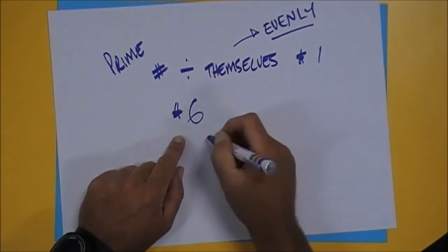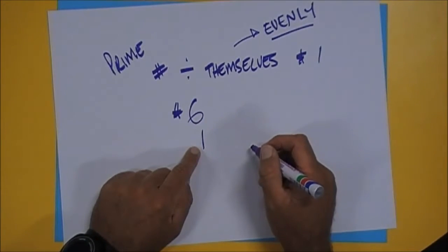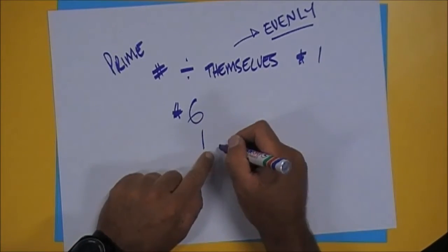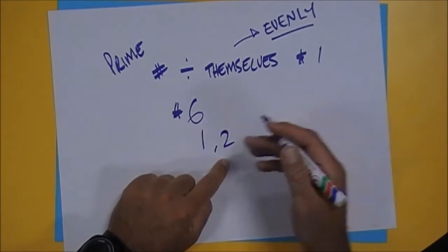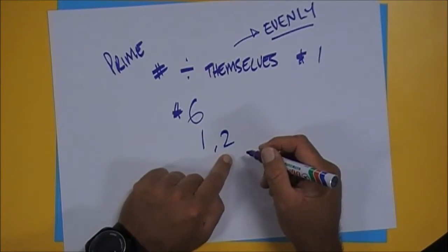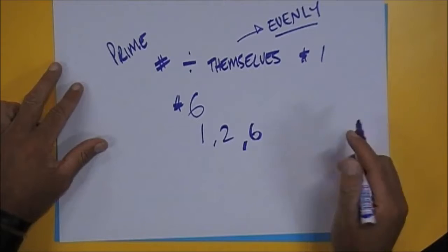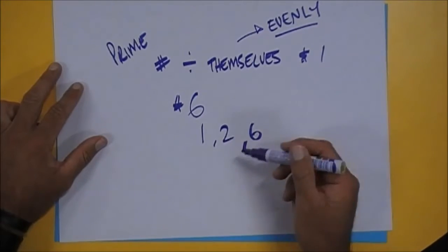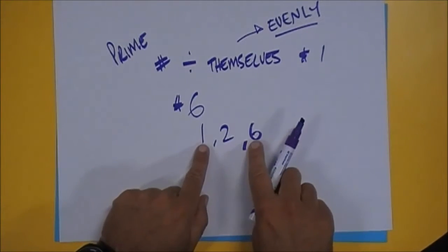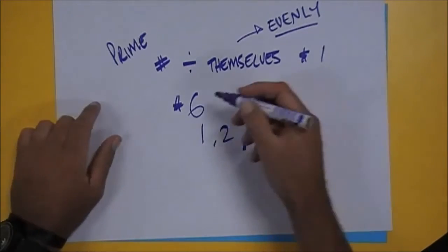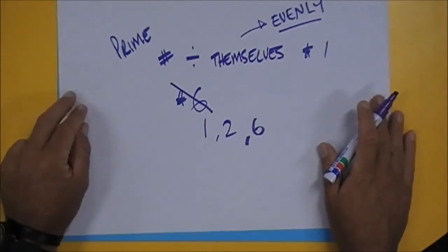I can divide 6 by the number 1 evenly. 6 divided by 1 is 6. I can divide 6 by the number 2. 6 divided by 2 would be 3. I could divide 6 by the number 6. 6 divided by 6 would be 1. So because there are more than 1 and 6, that makes 6, unfortunately, not a prime number.